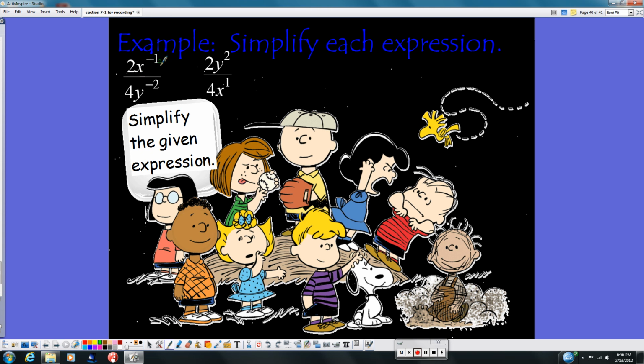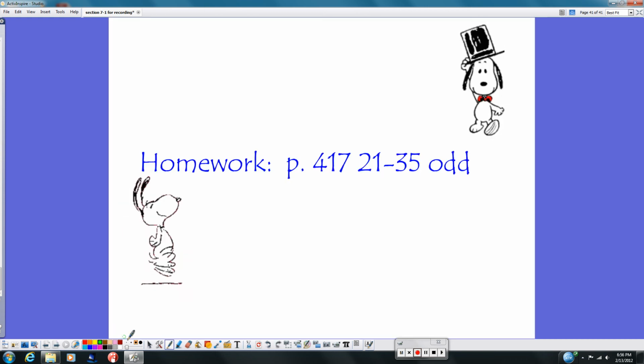In this one, the x has a negative exponent, and the y has a negative exponent. Y comes to the top, x goes to the bottom, so we end up with 2y squared over 4x to the first. Homework for this section is on page 417, numbers 21 to 35 odd.